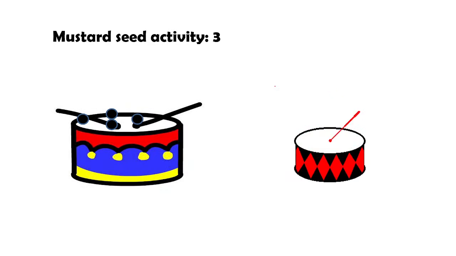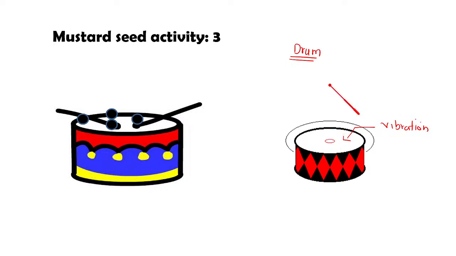Another activity you can try today: this one is a drum. When we strike the drum, if you have a drum at home, you can do this activity. On a playing drum, you just put some mustard seeds on the stretched membrane of the drum. What are you going to put? We are going to put mustard seeds, and once you strike the drum, that means the stretched membrane of the drum is vibrating and it is producing sound, right?